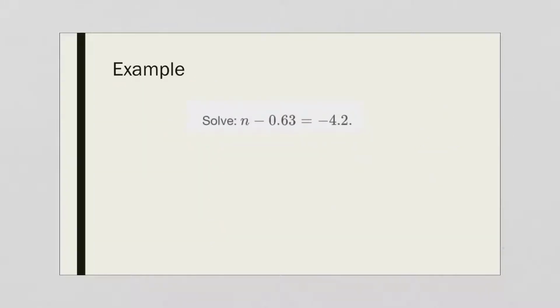All right, for this problem, what's happening with our variable? Well, it's being subtracted by 0.63. So you undo that by adding 0.63 to both sides.